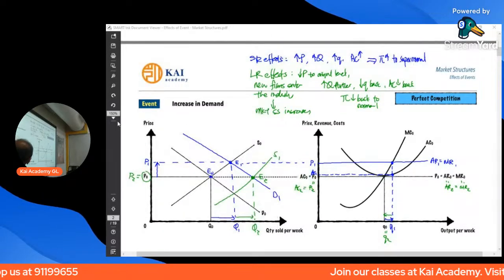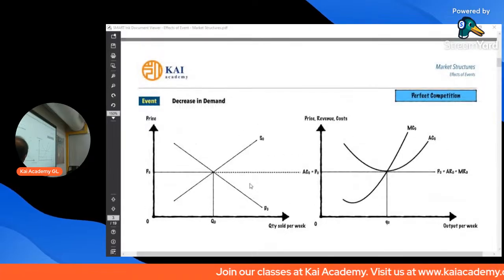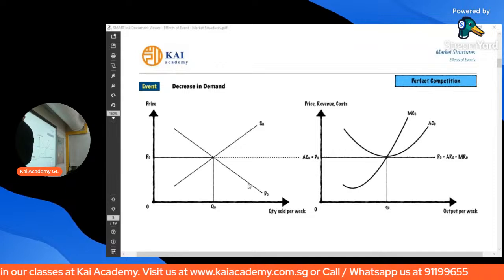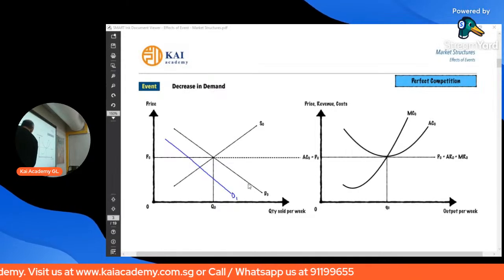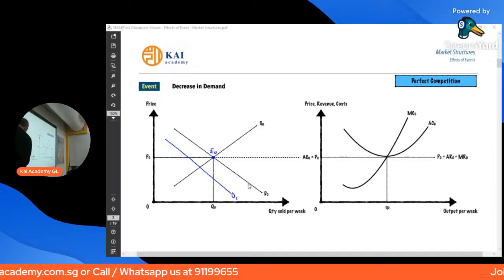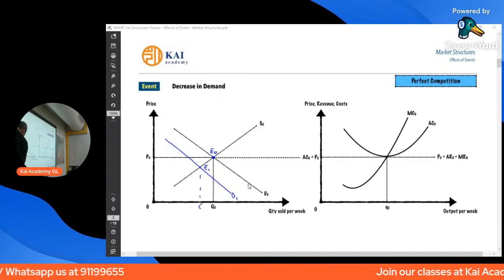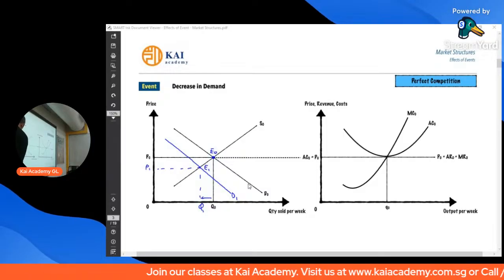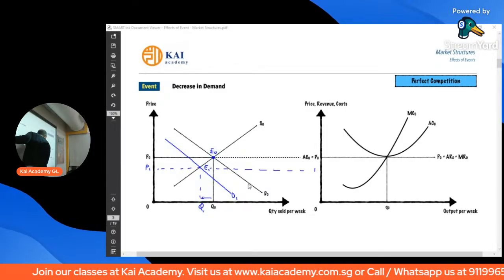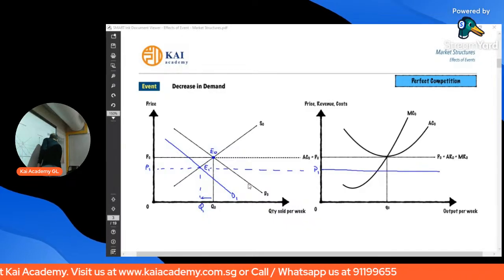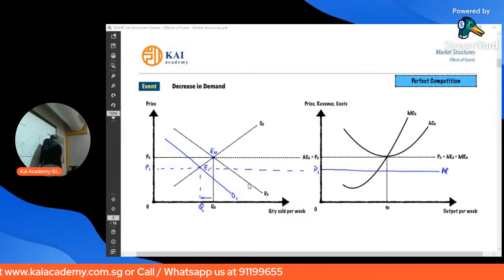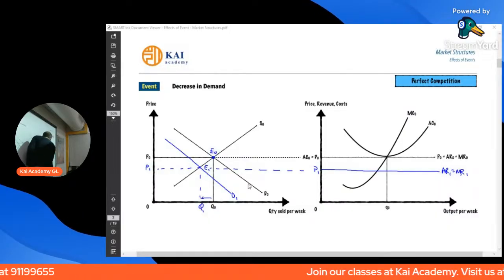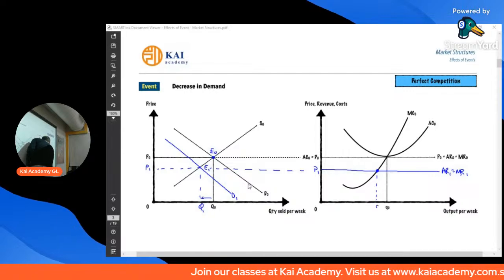Okay, let's quickly move on now to the flip opposite scenario where you have a decrease in demand. So if I have a decrease in demand, demand falls to D1, equilibrium drops from E0 to E1. So market quantity falls to E1, market price falls to P1. And because the firms are price takers, AR falls to AR1 and MR1. So the new profit maximizing point based on MC-MR intersection drops to Q1.